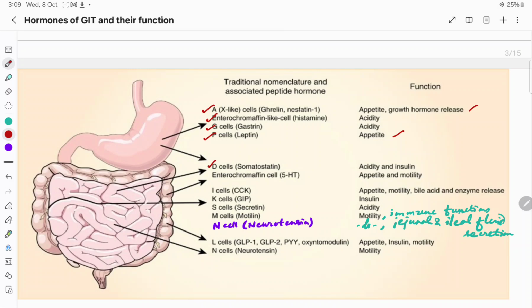Then the same D cells secrete somatostatin, which inhibits many gastrointestinal hormones, and that is also located in the small intestine as well as the large intestine. And the enterochromaffin cells in the small intestine as well as the large intestine secrete 5-HT.